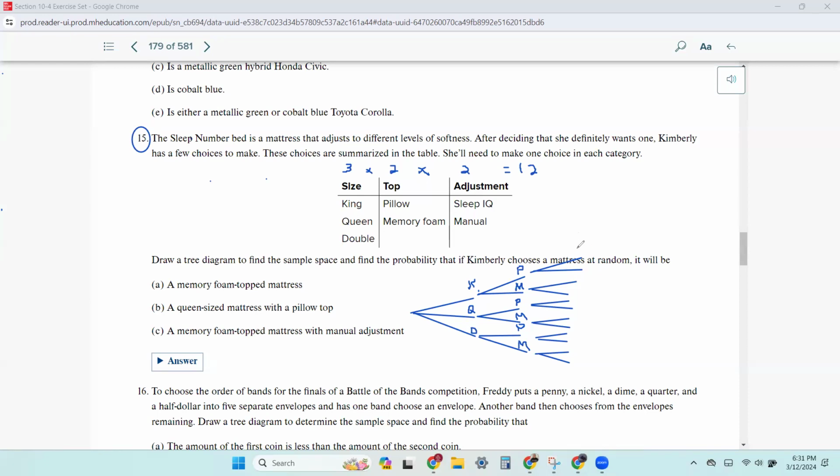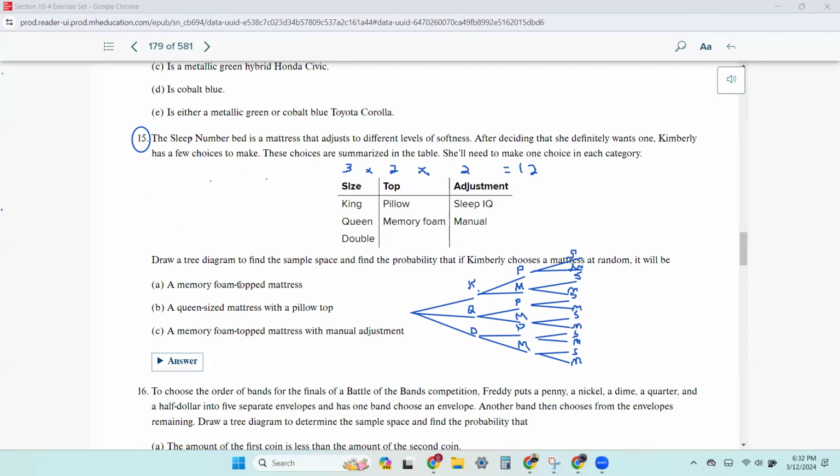So this one is, let's just call it S for sleep IQ and M for manual. S, M, S, M, S. All right, so we've got that little sample space written out as a tree diagram. Now, we've got 12 choices, so all of our denominators are going to be 12.